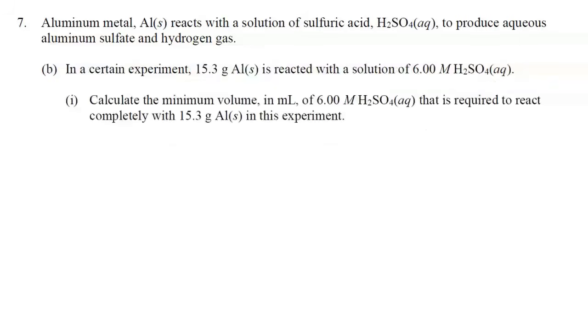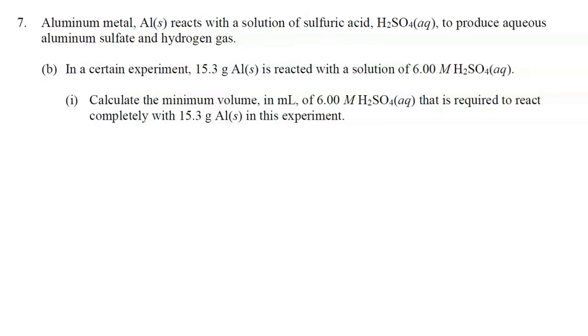Part B says, in a certain experiment, 15.3 grams of aluminum is reacted with a solution of 6.00 molar sulfuric acid. Part I, calculate the minimum volume in milliliters of a 6.00 molar solution of sulfuric acid that is required to react completely with 15.3 grams of aluminum in this experiment.